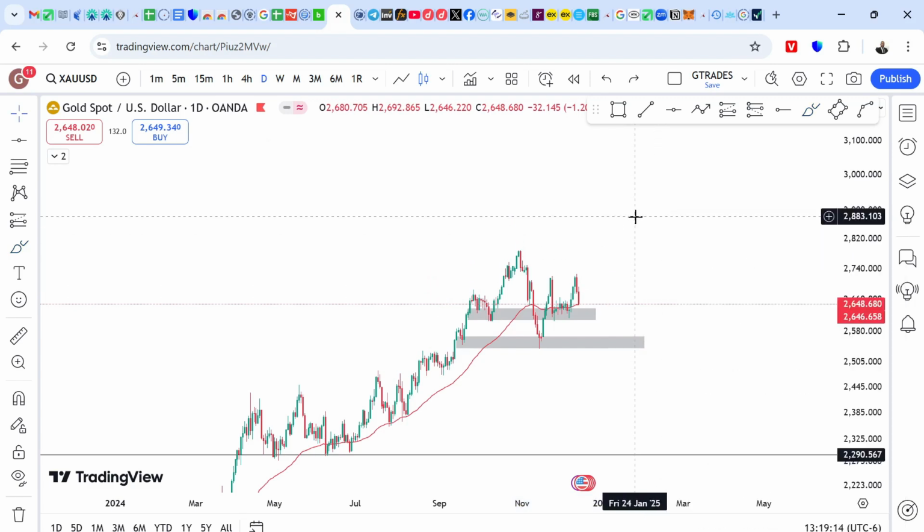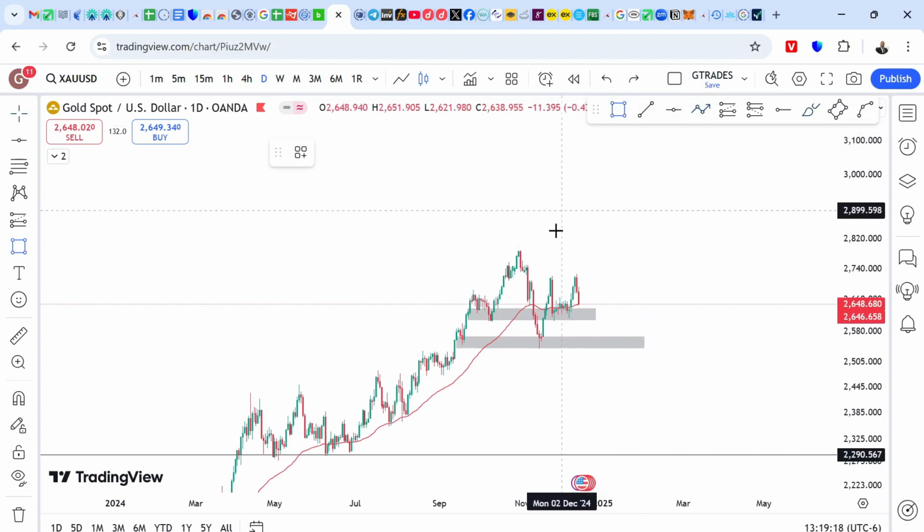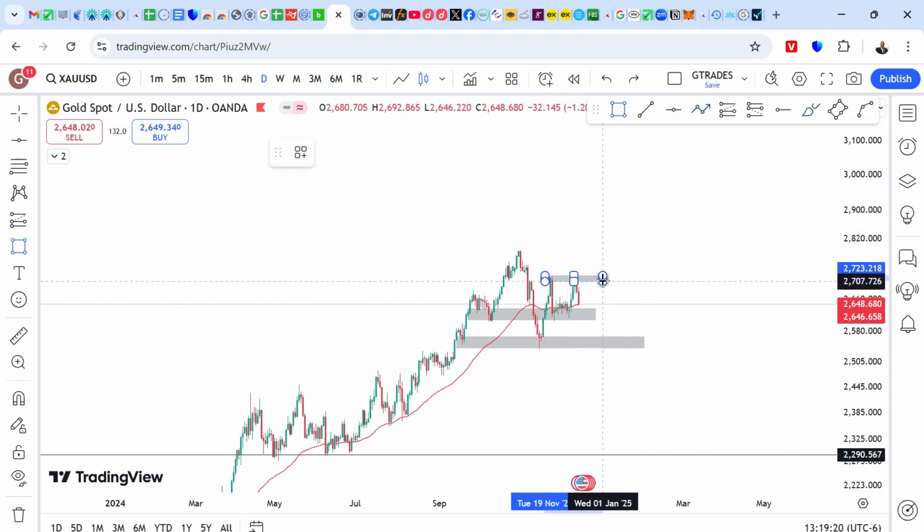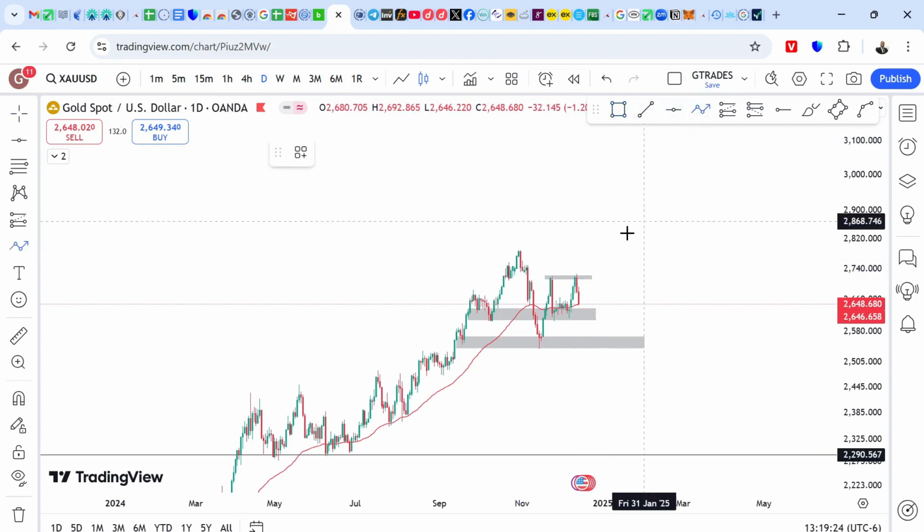Now, if you look at the daily time frame, you will see that we have a double top here, right, on the daily time frame. This is the double top that caused the sellers to move price down here, right?